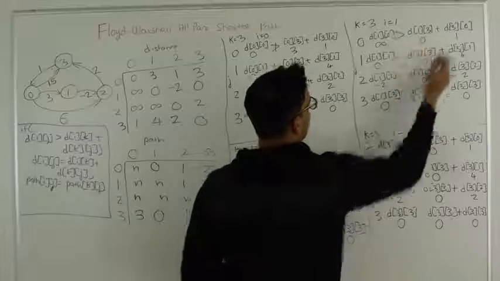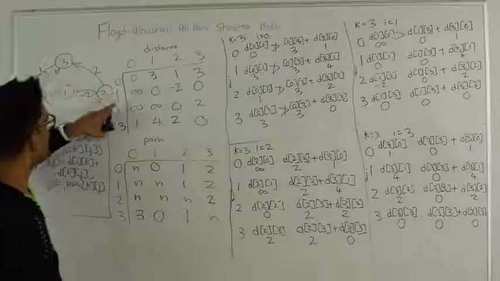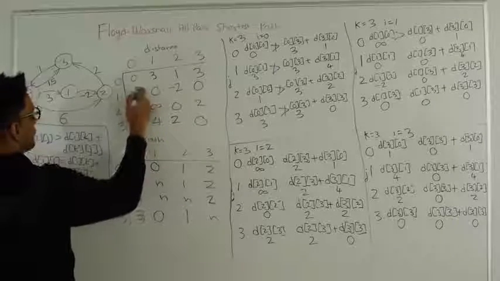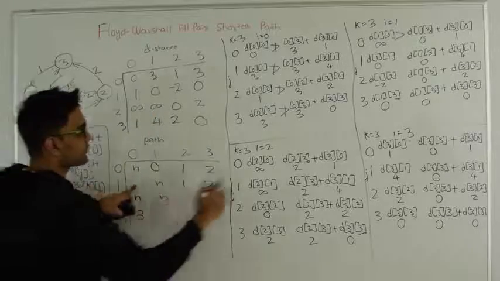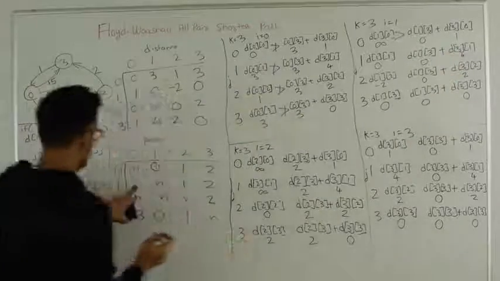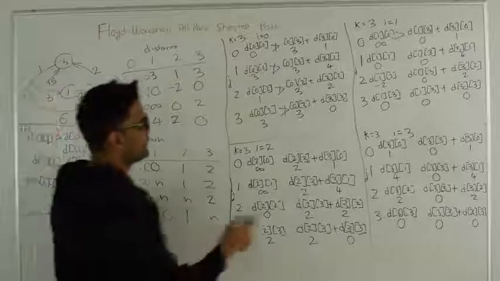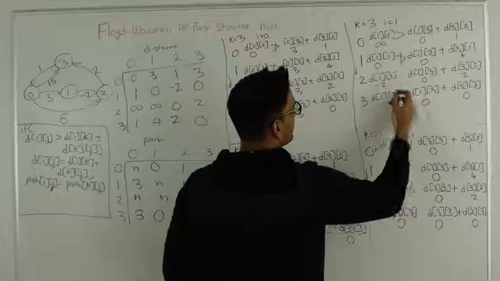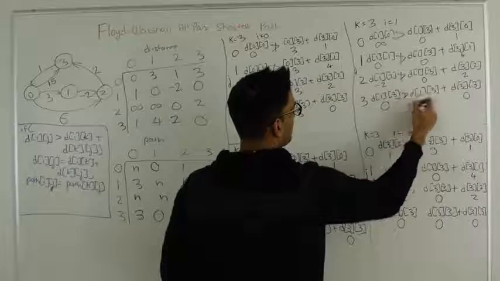Infinity is greater than 0 plus 1. So we go to [1][0] and set this value to be 0 plus 1, which is 1. And then we go to [1][0] in the path matrix and set this value to be whatever is at [3][0]. So the value at [3][0] is 3, so this value becomes 3. 0 is not greater than 0 plus 4, minus 2 is not greater than 0 plus 2, 0 is not greater than 0 plus 0.